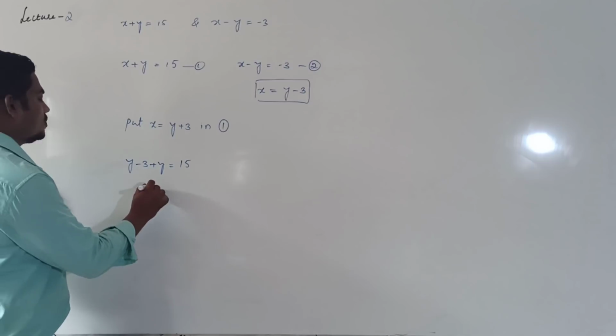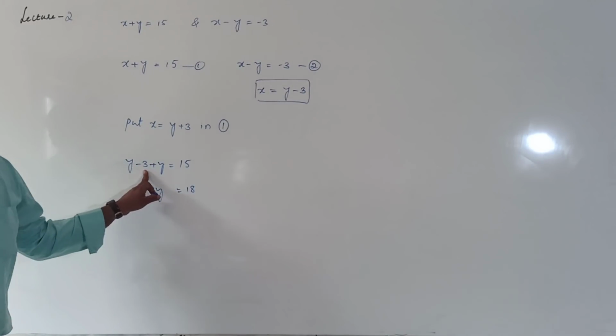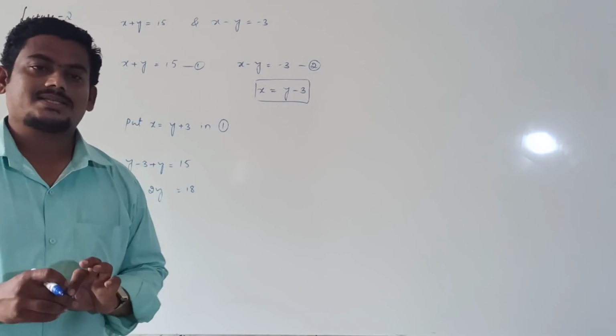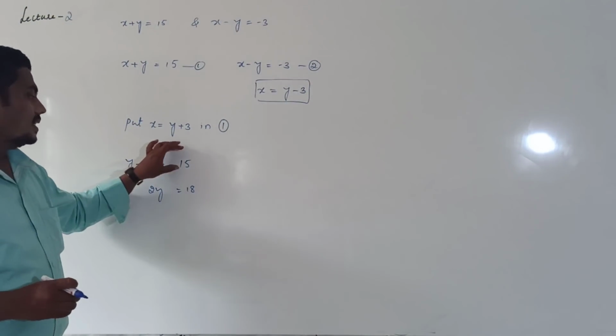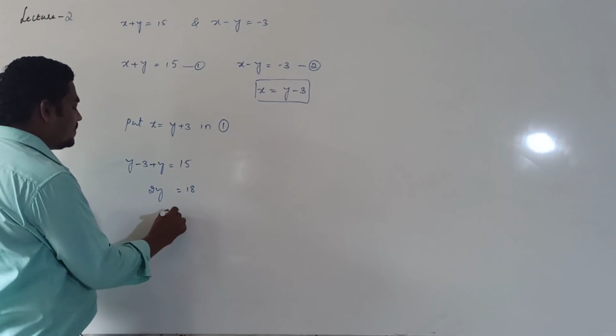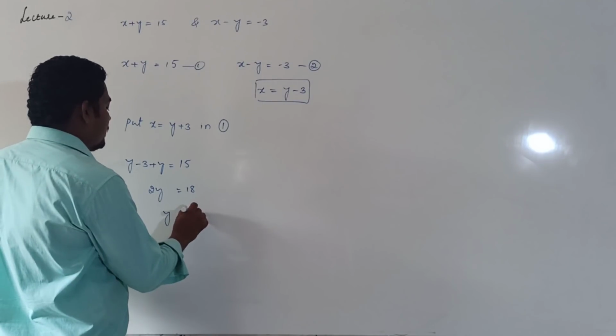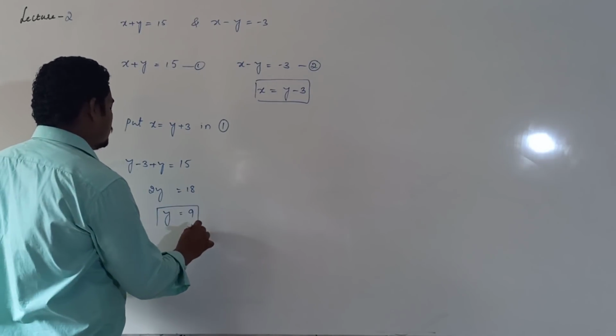Next, 2y is equal to 18. Send this minus 3 to the RHS, then it will be plus 3. 15 plus 3 is 18. Then y plus y is 2y. Then what is the y value? y is equal to 18 divided by 2, which is 9.